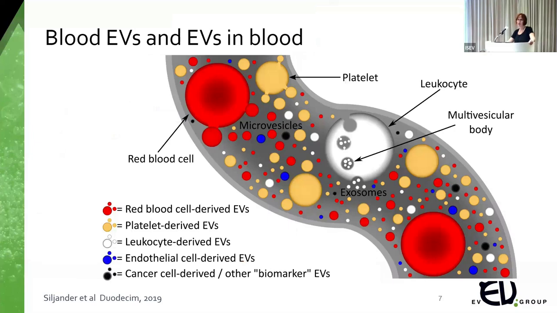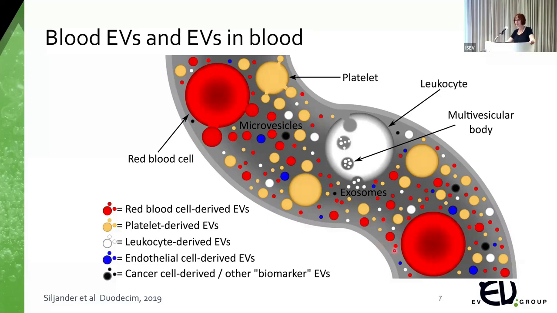Okay, so what are the cellular sources of EVs in circulation? I already said that we should think about the ratios of the blood cells. That might be an impacting factor. And many of us are interested in the very, very small proportions of EVs that might come from tissues or, for example, from cancer.